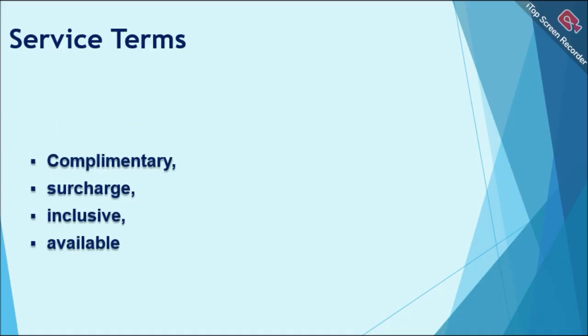Here are some terms that are useful if you are in a restaurant. If something is complimentary, it means that it is free. It's an extra that is given to you. A surcharge is an additional charge. Often we see this with tips. In some countries you tip and it is included in the bill, and sometimes there's a surcharge, something extra you have to pay. And if something's available, it means that they do have it in stock, or it is handy for you to use.